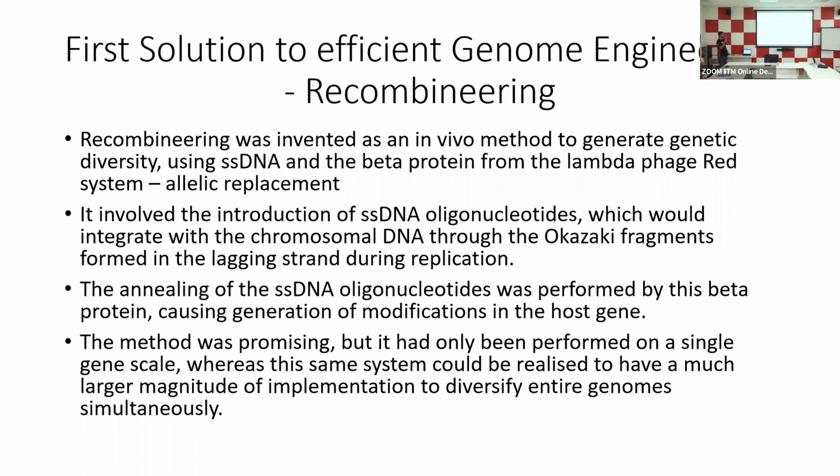But the thing was, this method was very interesting, but when it was put into paper, it had only been performed on a single gene scale, whereas the system could be realized on a much larger magnitude of implementation to diversify the entire genome simultaneously. So the people who wrote the paper to illustrate recombineering weren't aware that this could be used on a much larger scale. They had basically shown it to work on a single gene scale.